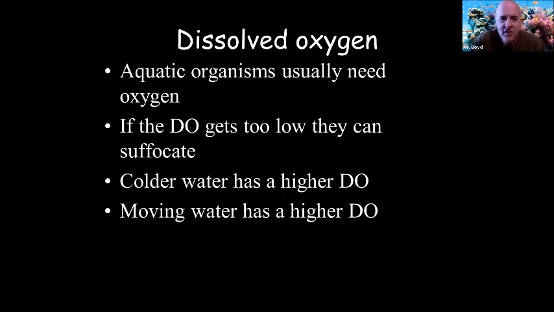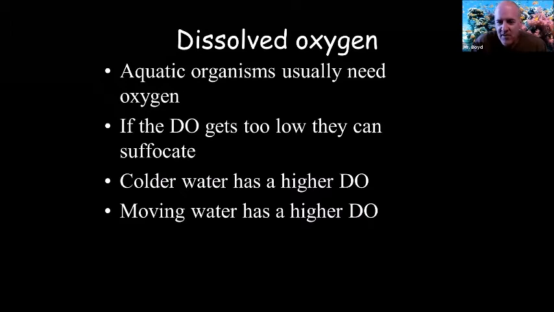Okay, so dissolved oxygen. Aquatic animals usually need oxygen. They have to have oxygen. We shorten this into DO. You hardly ever say dissolved oxygen. You say DO. If it gets too low, they suffocate. And just because of the physics of liquids, cold water can hold more oxygen, and moving water has a higher DO.